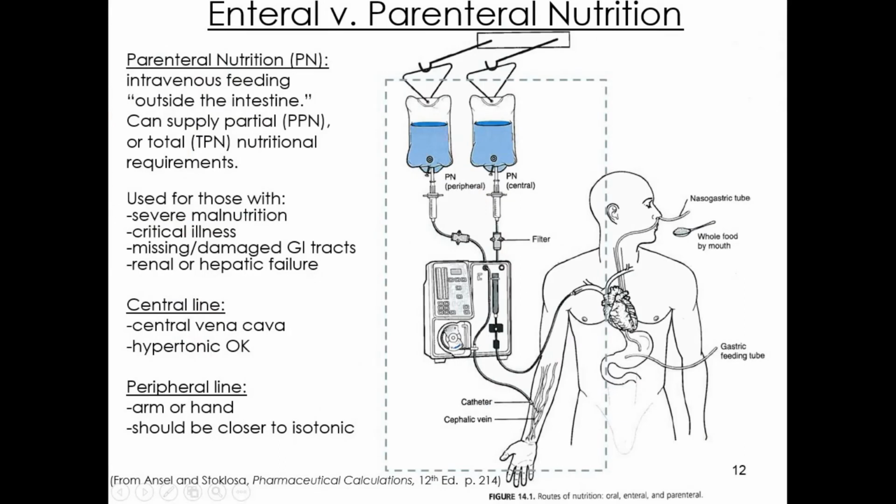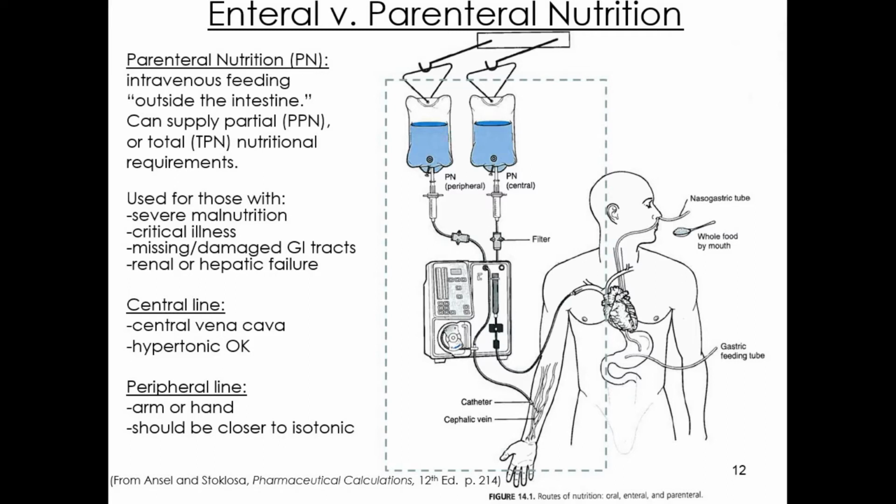The term PPN refers to partial parenteral nutrition, and TPN refers to total parenteral nutrition, where a PPN supplies partial nutritional requirements and a TPN provides the patient's total nutritional requirements.